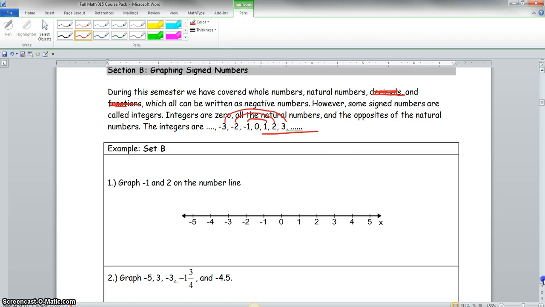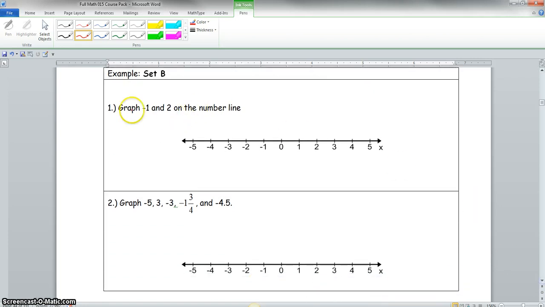So we come down here to example set B. Number 1, it says graph -2 and 2 on the number line. So what we do is we go to where -1 is on the number line and put a point there. So that's our graph of -1. Now we go to +2 and put a point there as well. That is our graph of 2. So we're done graphing on this number line.